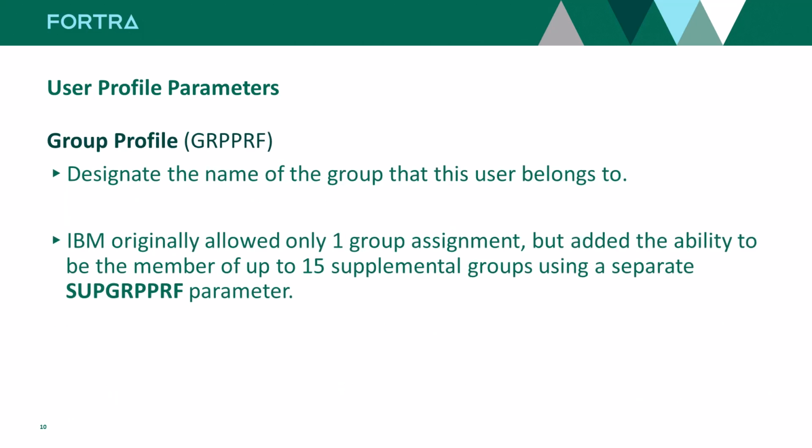Additionally, when you're designating the name of the group profile, give yourself the ability to identify what the purpose of that group profile is for. IBM originally only allowed one group assignment, and now, as I mentioned previously, there can be up to 15 additional supplemental groups for a total of 16 group profile memberships that one user profile can have.